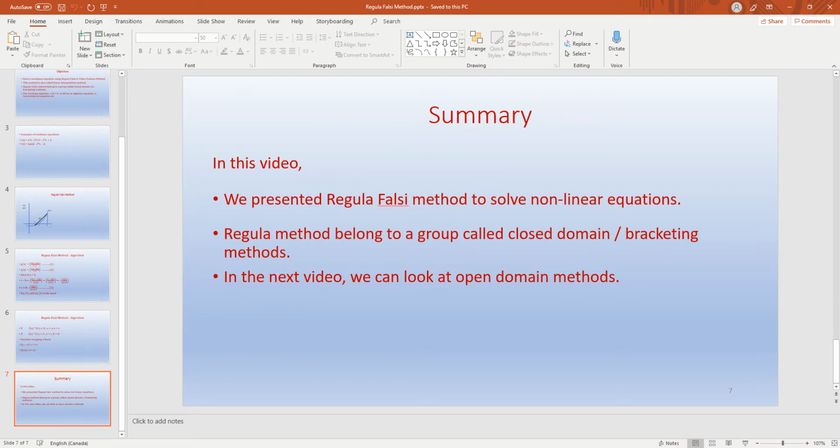To summarize, in this video we presented Regula Falsi or false position method to solve nonlinear equations. Regula Falsi method belongs to a group called closed domain or bracketing methods. Regula Falsi method is much more efficient than the bisection method in general, as it requires fewer number of iterations to find the root of a nonlinear equation. So in the next video we can look at some open domain methods such as secant method or Newton's method.